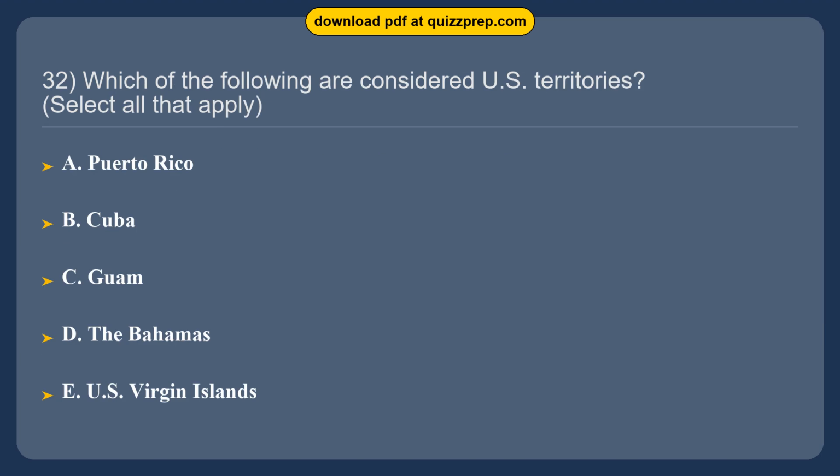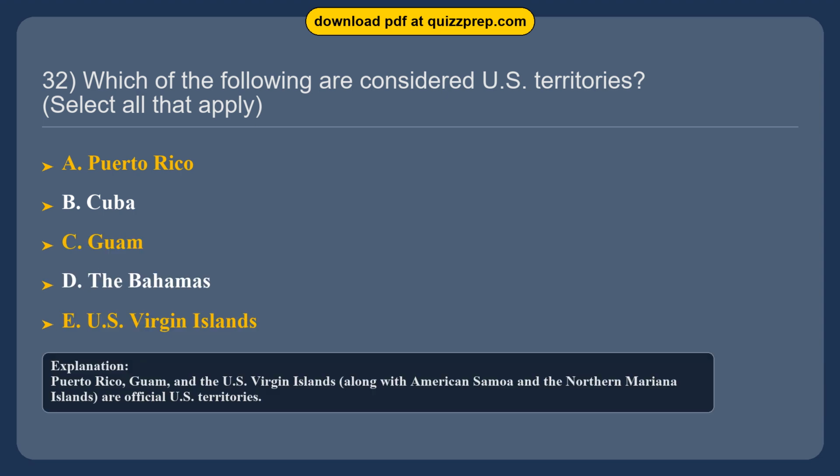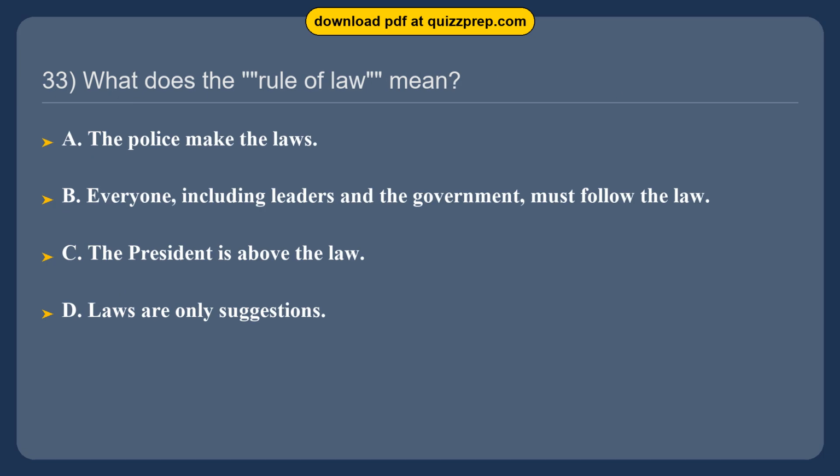Question 32. Which of the following are considered U.S. territories? Option A, Puerto Rico. Option B, Cuba. Option C, Guam. Option D, the Bahamas. Option E, U.S. Virgin Islands. The correct answers are options A, C, and E. Puerto Rico, Guam, and the U.S. Virgin Islands, along with American Samoa and the Northern Mariana Islands, are official U.S. territories.